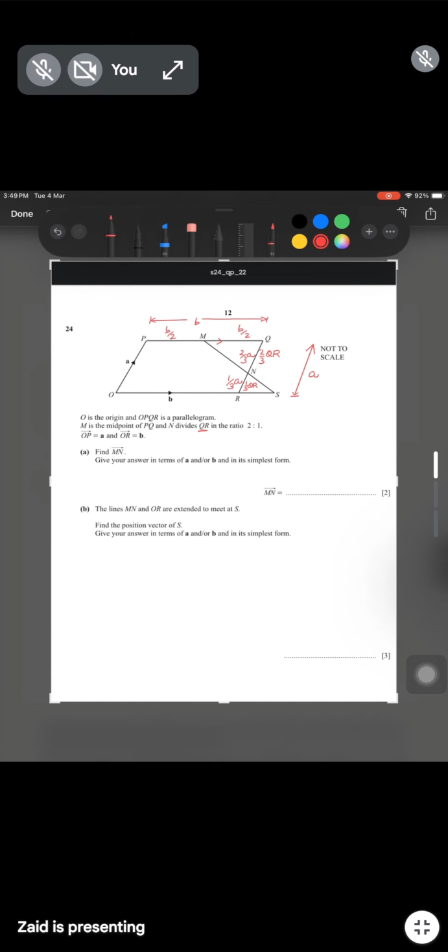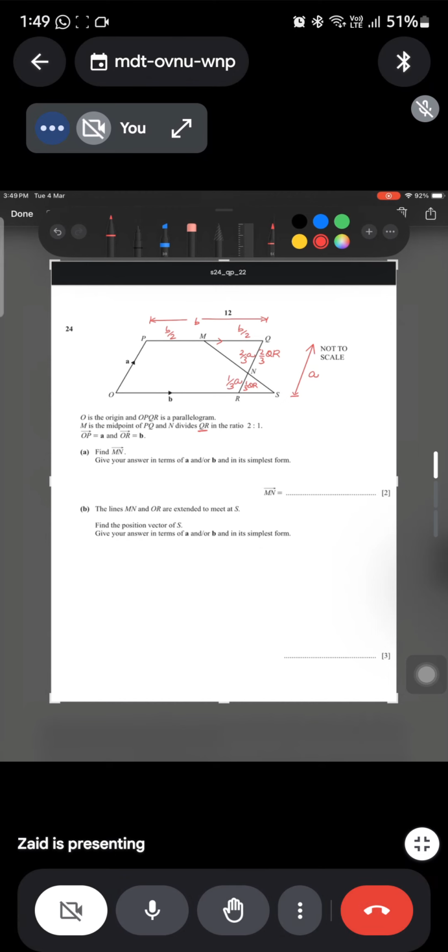They want us to find MN. There are so many different ways you can find MN. MN is basically part of a triangle. Can anyone tell me which triangle I should consider for MN? So that is M and Q, MQ. Very good.